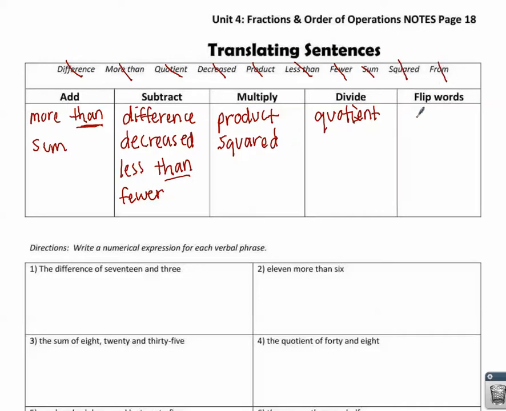From is considered a flip word along with than. We'll give examples of this, but it basically means that you are flipping the numerical expression. So it's the other direction. So if it's x plus 5, now it's 5 plus x. So let's look at a few examples.